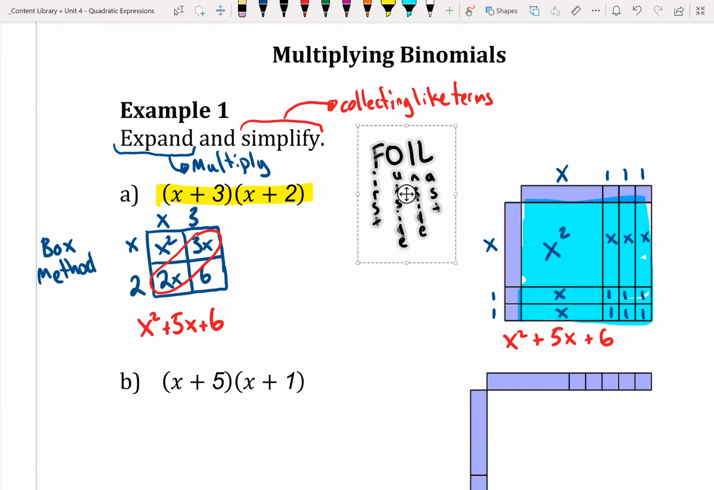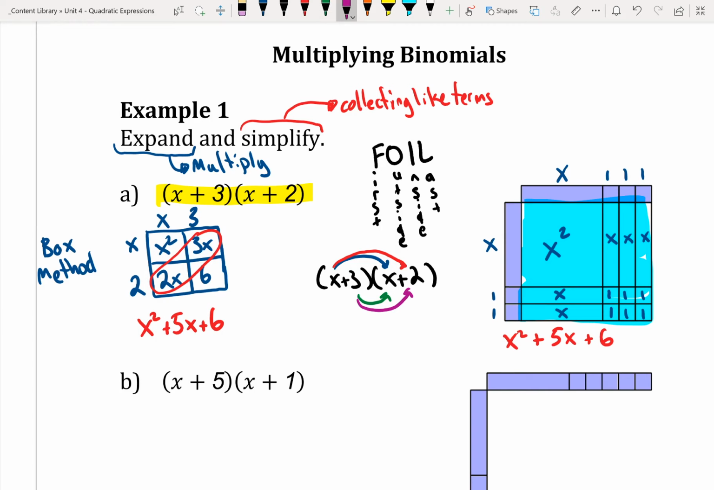So basically what the FOIL method tells us is how we are to multiply these brackets. So if I go x plus 3 times x plus 2. If I multiply my first two numbers, that means the x and the x. If I multiply my outside numbers, that's the x and the 2. If I multiply my inside numbers, that's the 3 and the x. And if I multiply the last numbers, that's the 3 and the 2.